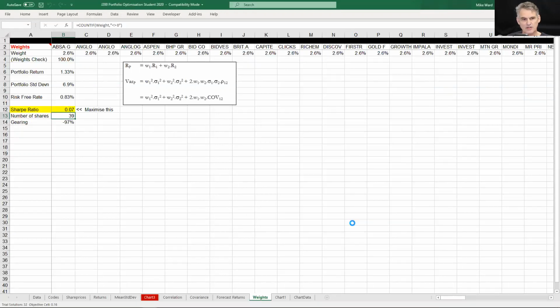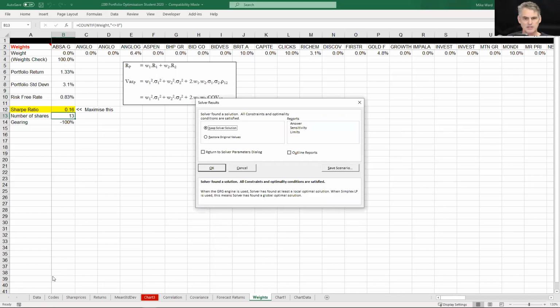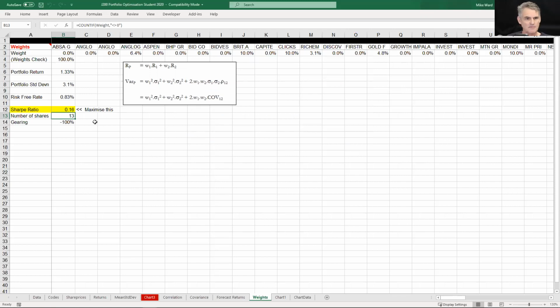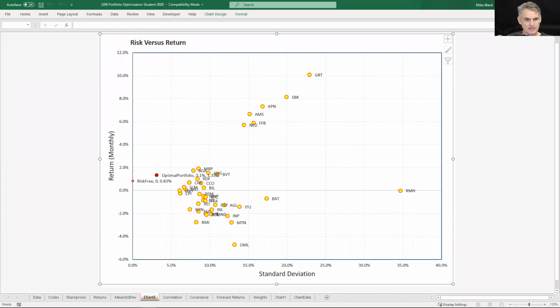So it's trying now, it's running away. You can see it running through various options here. And it says it's found an optimal solution. Would you like to accept that? We're going to say, yeah, let's accept that. And you would have noticed the Sharpe ratio has gone up a bit. If we go and look at our chart over here, you're going to see that our portfolio moved to there. Now, so it's done its best.